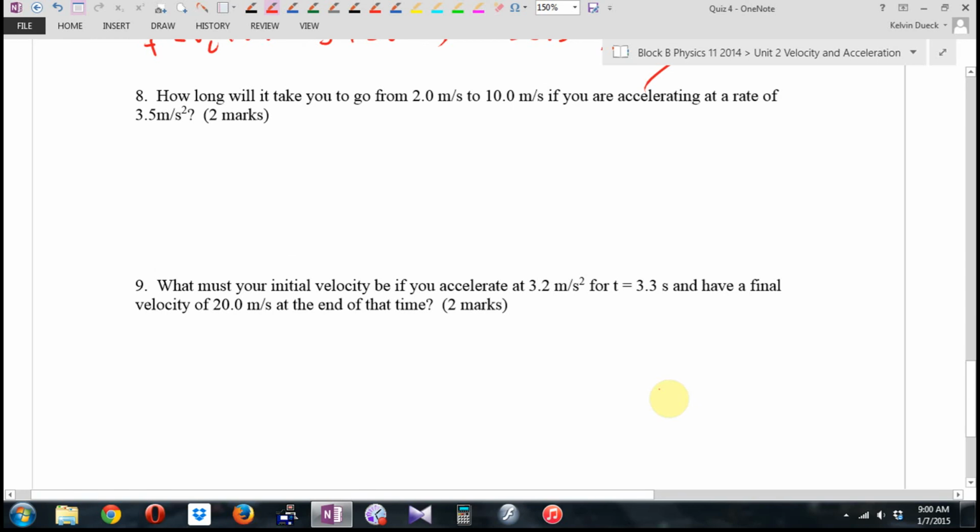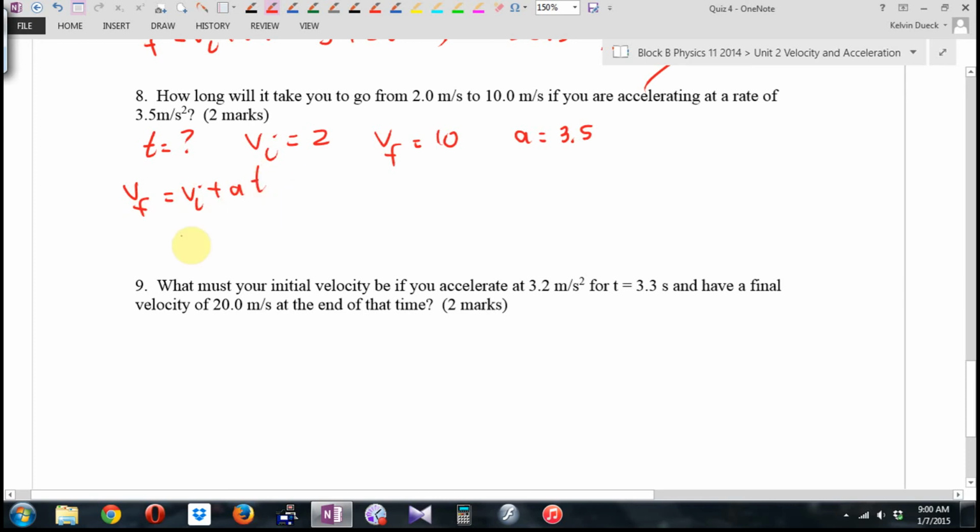What's number 8 asking me to find? Time, scalar or vector? Scalar. So Cam, time is always going to be positive. If I get a negative time, and that's going to happen fairly often, you've messed up somewhere. You've made a mistake in a displacement or a velocity direction or something like that. And A equals 3.5. I'm looking for an equation that has those. Well, it's the same. VF equals VI plus AT.